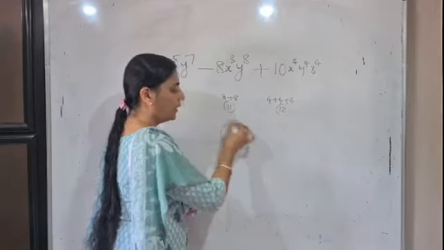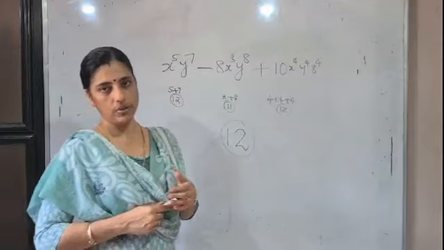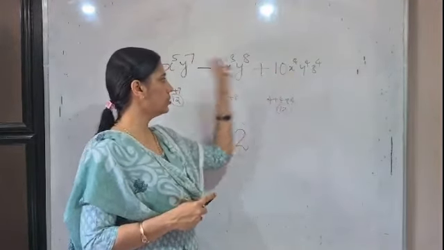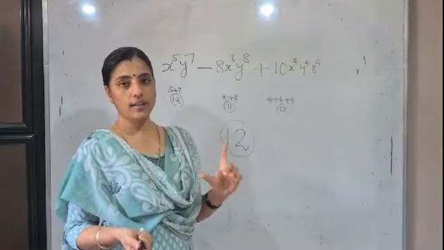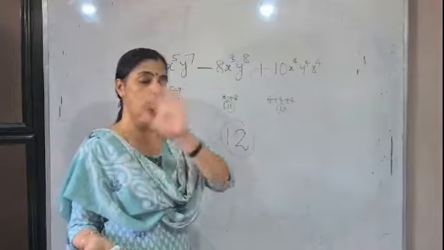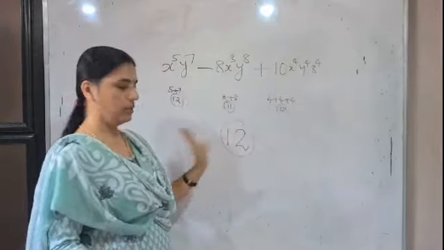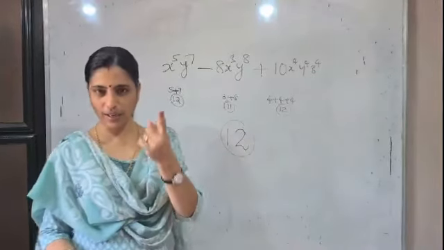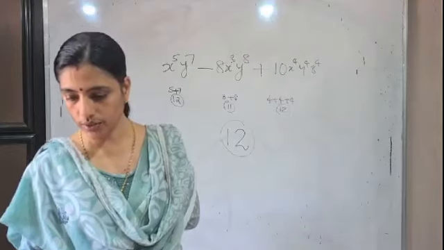You have to take the highest power among all the terms. Sometimes only one term has the highest power, and that power you will consider as the power of the whole expression. So what is the power of the whole expression? 12. Likewise, you can do. I did only one sample problem, question number 4, 6th subdivision.